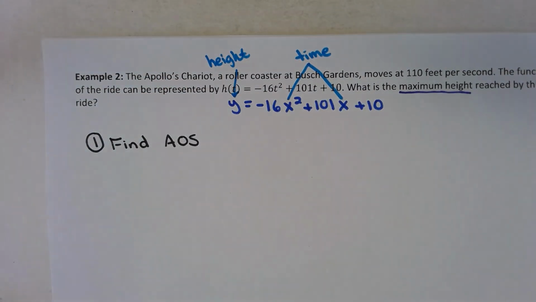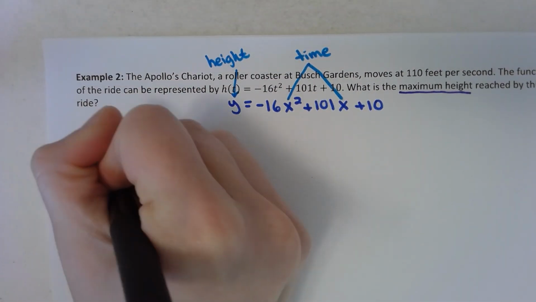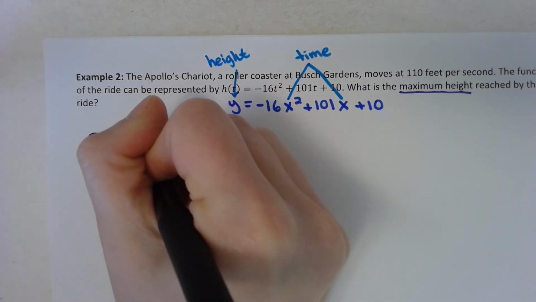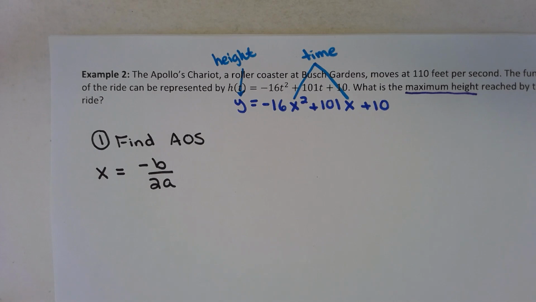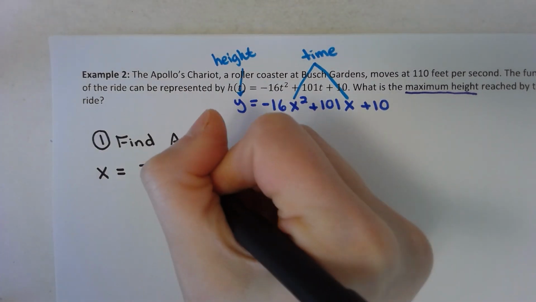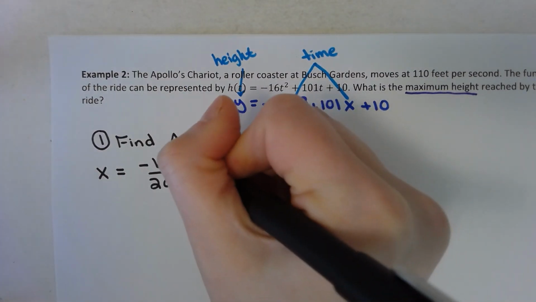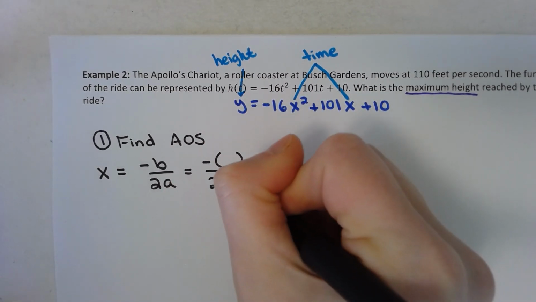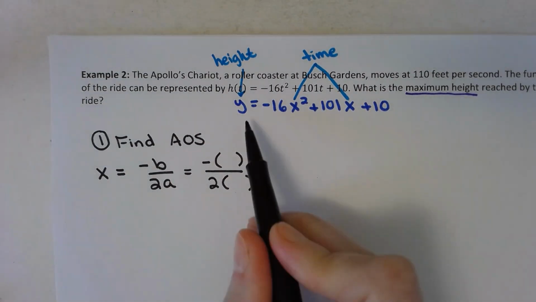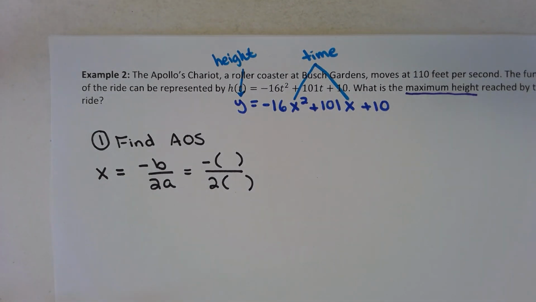The axis of symmetry equation is x equals negative b divided by 2a. Anytime I have an a or a b, I'm going to replace it with a set of parentheses. So negative b divided by 2 times my a value. Now let's go over here and figure out what our a, b, and c values are.